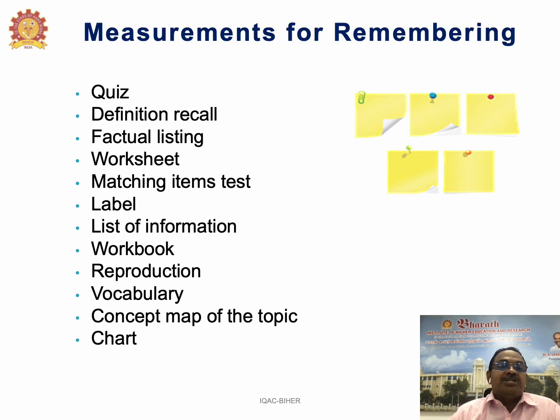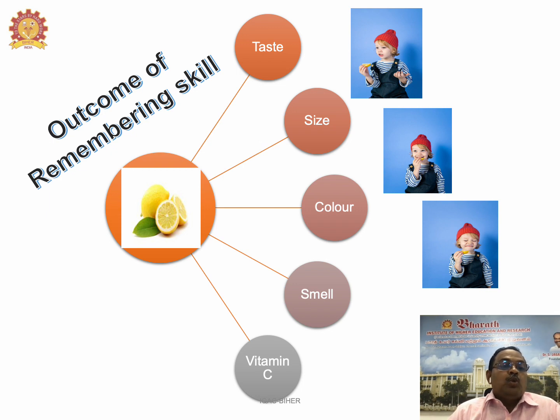How is it possible to measure remembering? Remembering can be measured with the help of techniques like a quiz, definition recall, factual listing, worksheet, matching item test, label, list of information, workbook, reproductions, vocabulary, concept mapping, map of the topics, and charts. By using these techniques, we can measure the level of remembering of students or anybody else, and how to take the outcome of these remembering skills.